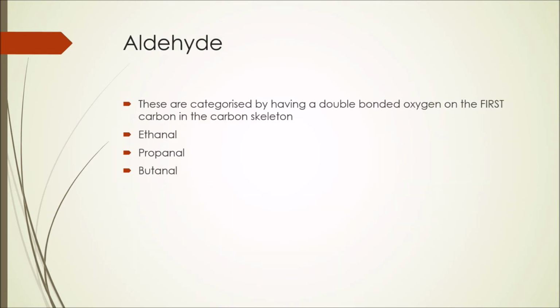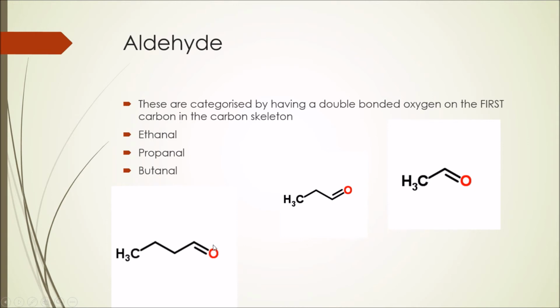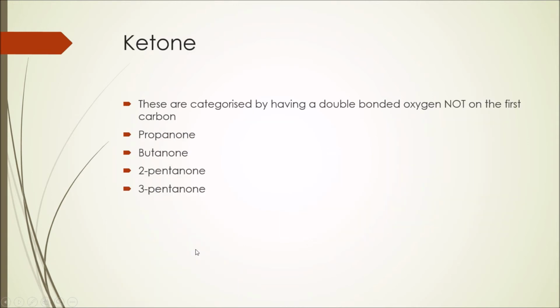Then we've got aldehydes. So these are categorized by having a double bonded oxygen on the first carbon in the carbon skeleton. So here we've got ethanal. So here the double bonded oxygen is on the first carbon. We've also got propanal. So here on the first carbon, and then butanal. So again on the first carbon.